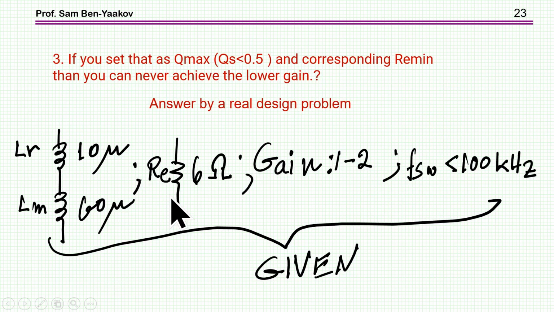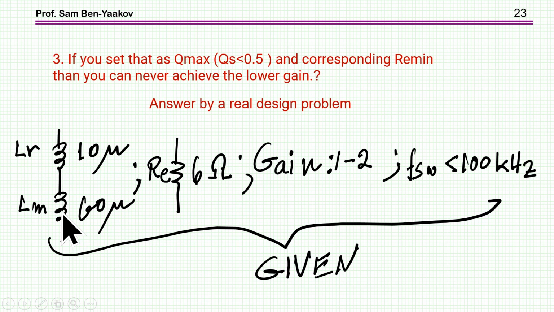We now come to the third point of the question of whether we can get a gain or we cannot get a gain. So I'm going to answer it by actually showing a real design problem. In fact, this is a problem that I'm now dealing with in a real system that we are designing, and here it is. This is given.